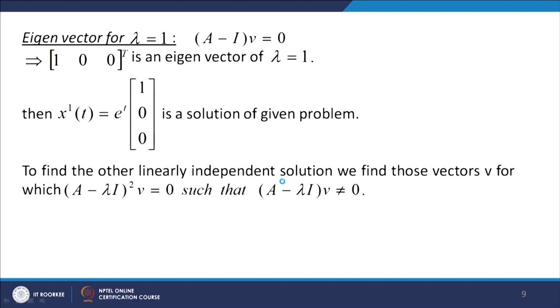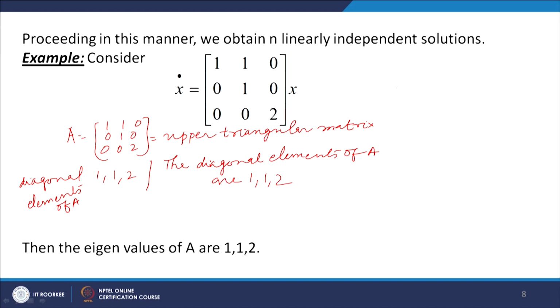Now, let us find the eigenvector for lambda equal to 1. So, we have to consider (A minus I) b equal to 0. We have this [1 1 0]. Let us find (A minus I) b equal to 0. So, what we will get? This will give you [0 1 0; 0 0 0; 0 0 1].